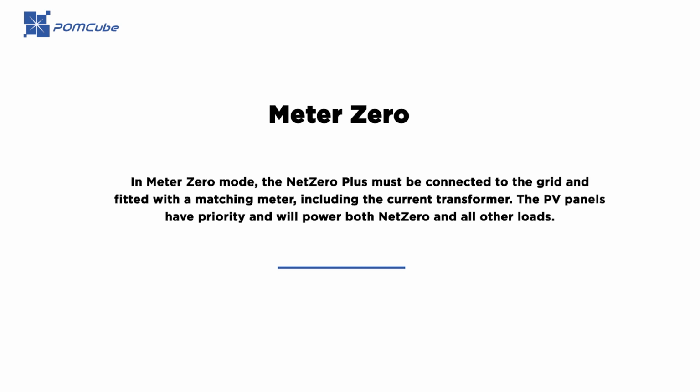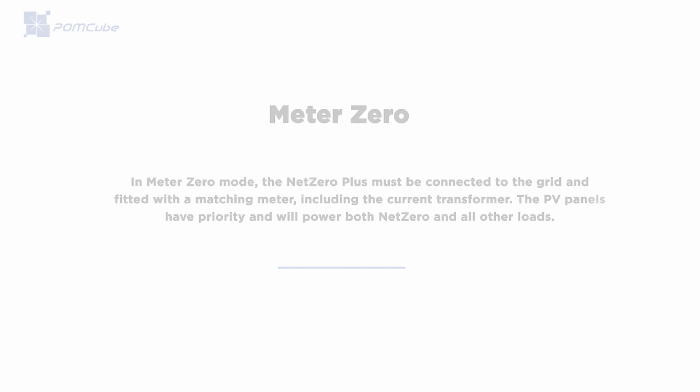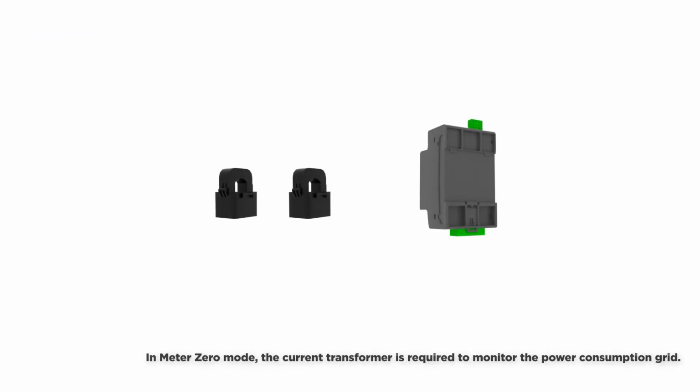a matching meter, including the current transformer. The PV panels have priority and will power both NetZero and all other loads. In Meter Zero mode, the current transformer is required to monitor the power consumption grid.